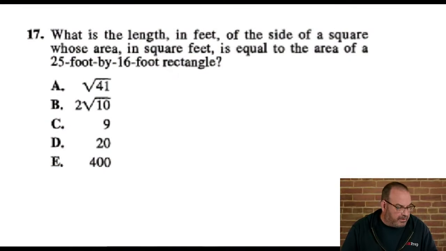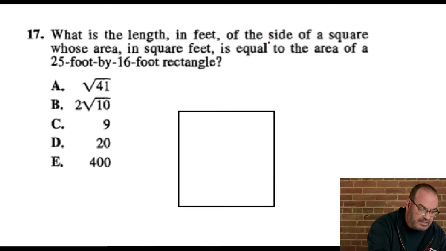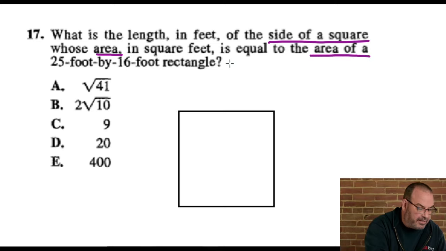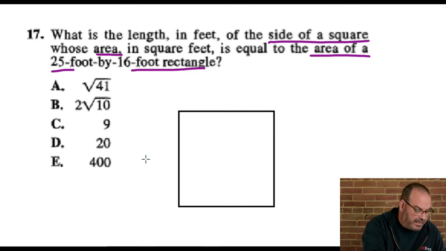Number 17, still in the relatively easy phase of the ACT. What is the length in feet of the side of a square whose area in square feet is equal to the area of a 25 by 16? Let's toss in a square. Phil's rules, always read with your pencil. The side of the square whose area is equal to the area of a 25 by 16 foot rectangle. So let's just call this a rectangle, and it's 25 by 16.